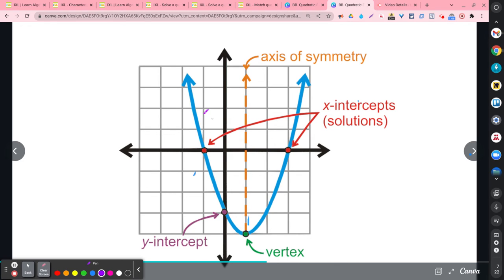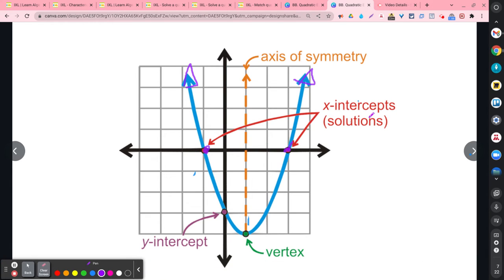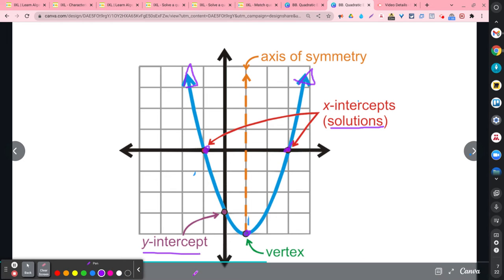Okay, here are those same points, but for a parabola that is opening upwards. This parabola is opening upwards. So again, x-axis. By the way, those are also called solutions, zeros, or roots. Axis of symmetry cuts it in half. Vertex, the point where it starts bending in the other direction. And y-intercept, the point where it crosses the y-axis.